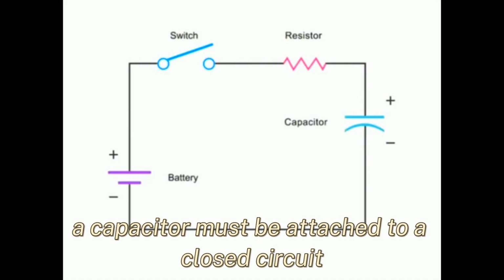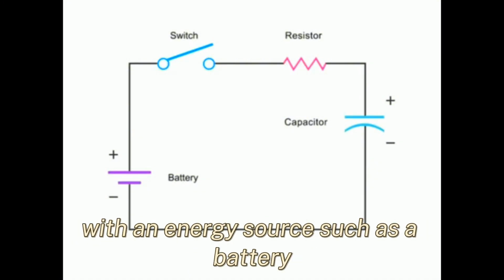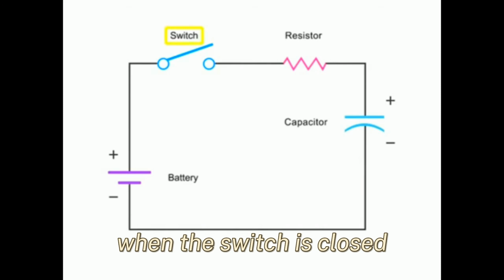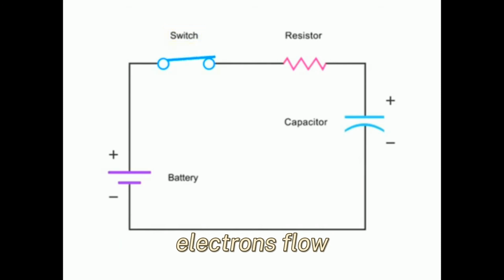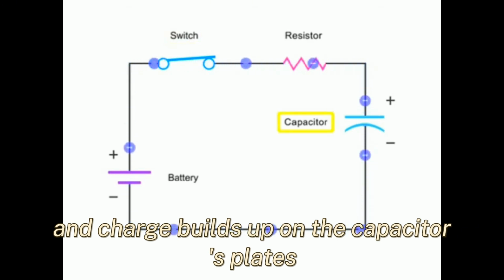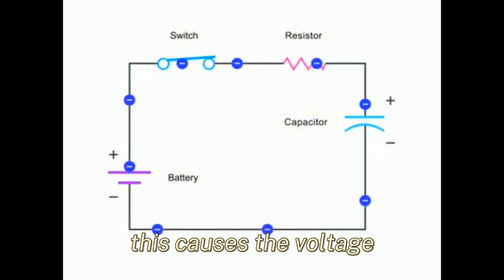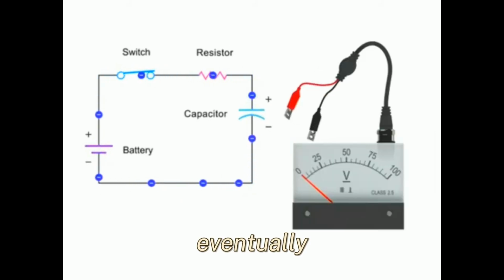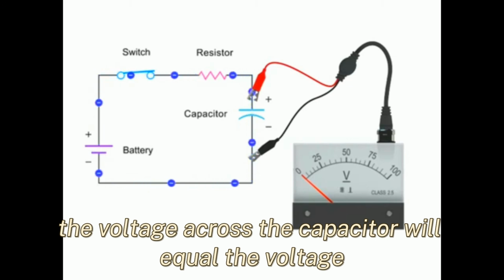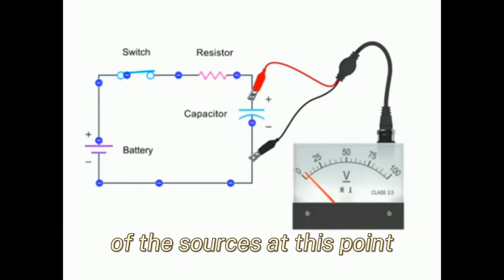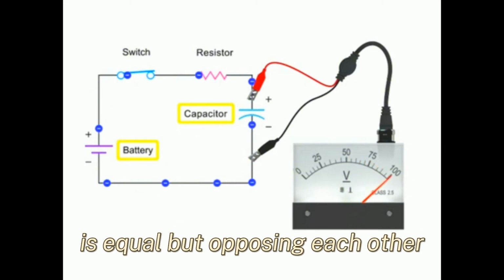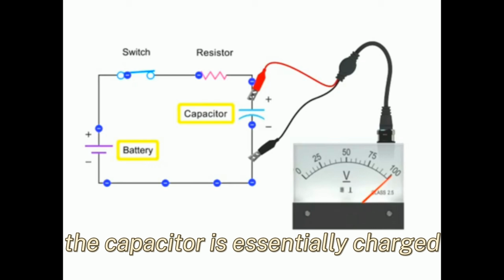A capacitor must be attached to a closed circuit with an energy source, such as a battery, in order for it to store energy. When the switch is closed, electrons flow and charge builds up on the capacitor's plates. This causes the voltage across the capacitor to increase. Eventually, the voltage across the capacitor will equal the voltage of the source. At this point, the flow of electrons stops because the source voltage and capacitor voltage are equal but opposing each other. The capacitor is essentially charged.